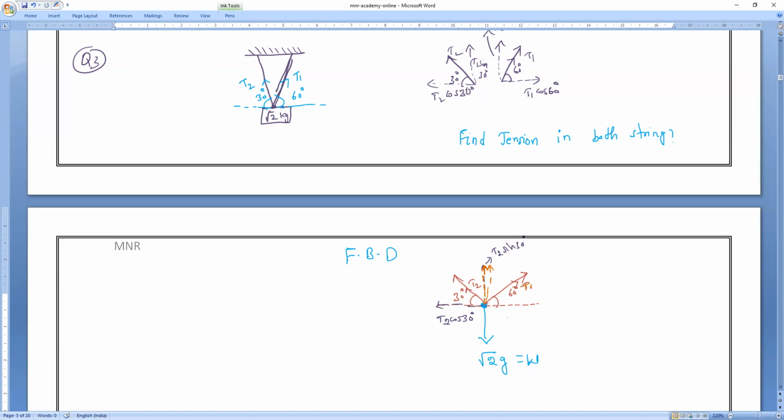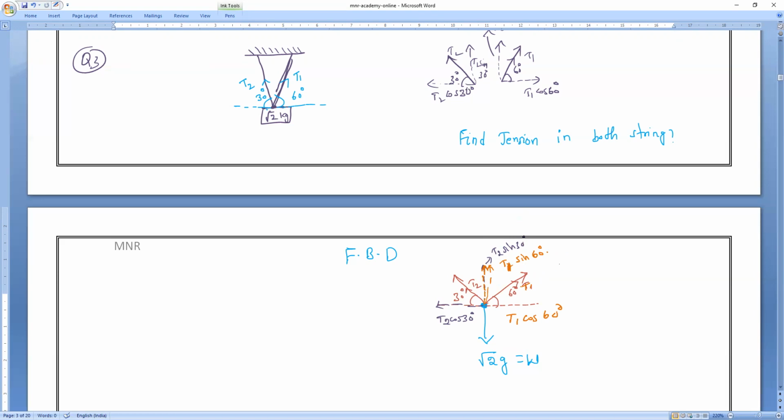So this is the T1, which means here what will happen? T1 cos 60, and again upward, what will happen? Here only T1 sin 60. T1 sin 60, sir. Sorry, T1 sin 60.